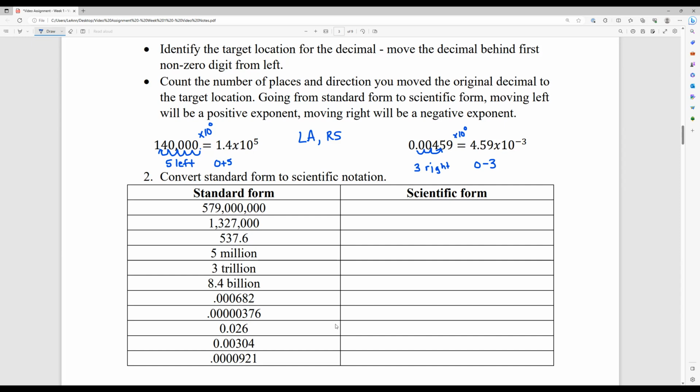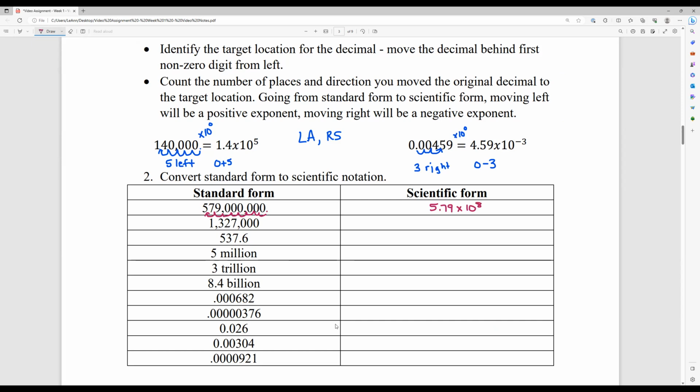So this is 579 million. I need to move that, and I'm going to change colors just so it's a little brighter. Here's my decimal currently. I'm going to be moving this 1, 2, 3, 4, 5, 6, 7, 8 places to the left. So that would be 5.79 times 10 to the positive 8.